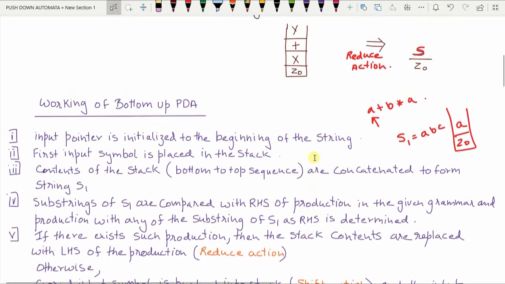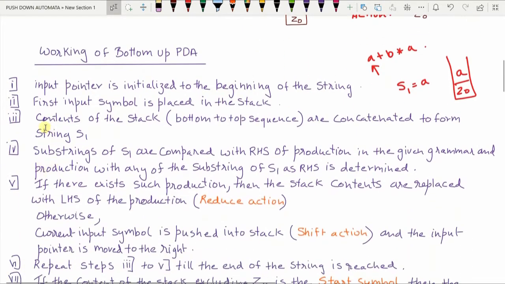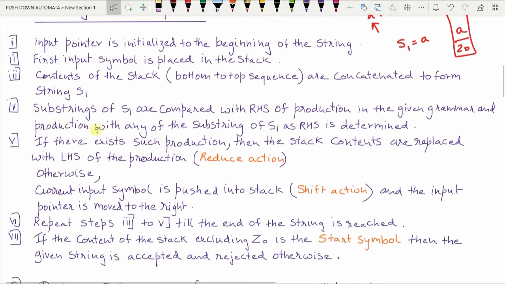Each of these substrings of S1 is compared with the right hand side of the given productions. In my example, since the stack initially contains only A, there is only one substring. Now suppose one of the productions of the given grammar is T gives A. So in step number 3, the contents of the stack are concatenated to form string S1, and then we take the substrings of S1.